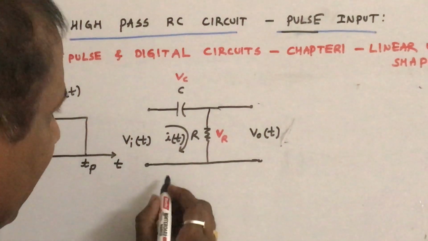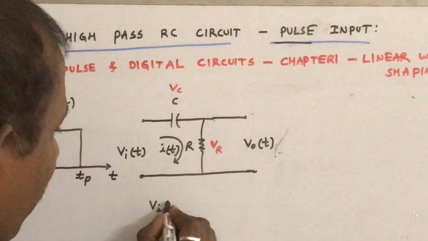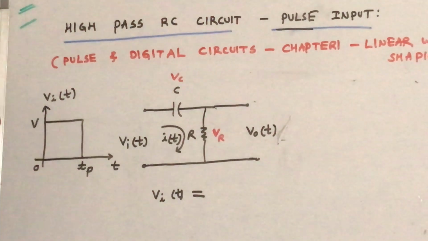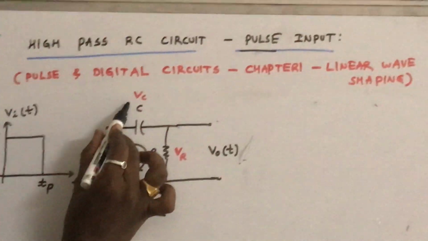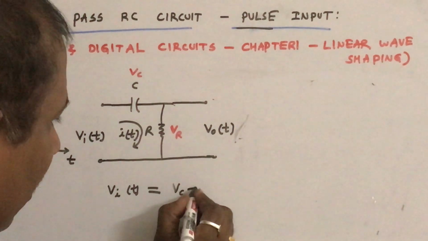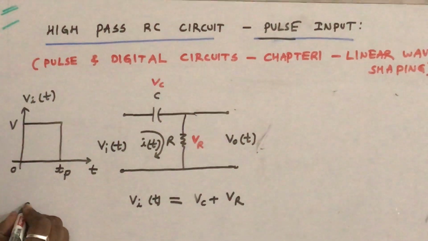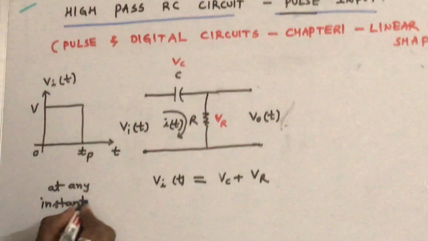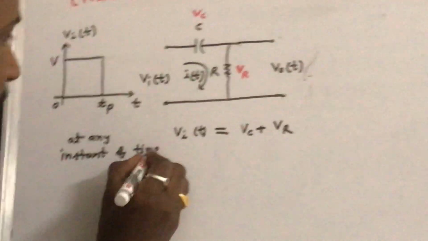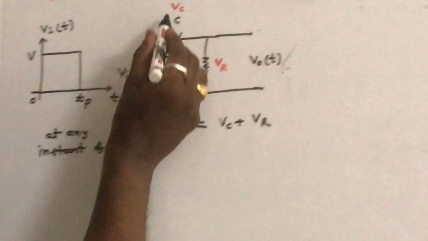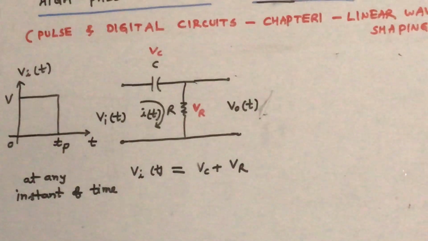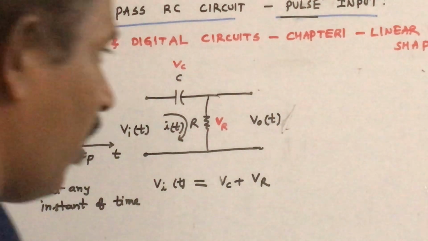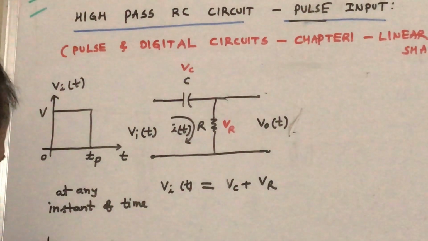As you know, at any instant of time, according to KVL, when the circuit consists of linear elements, the input voltage is always equal to Vc plus Vr. So we have to remember this. That means at any instant of time, the input voltage Vi of t is always equal to Vc plus Vr. Now let us analyze this circuit. What will be the output? Let us take it as different cases.